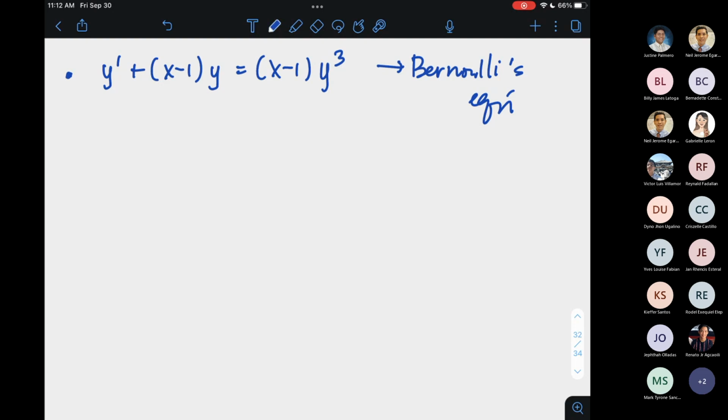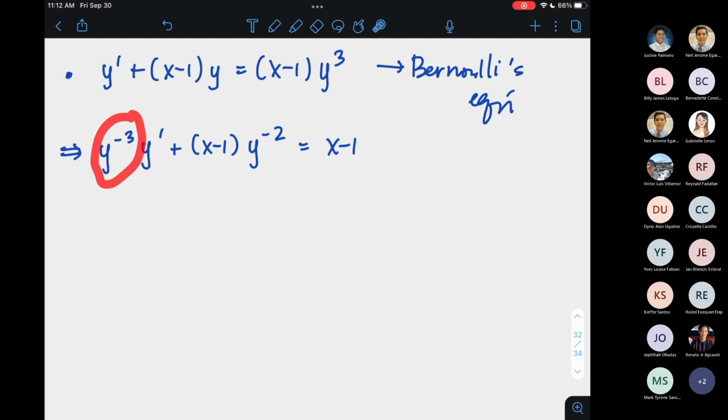Okay? So doing so will give us y to the negative 3 y prime plus x minus 1 times y to the negative 2 equals x minus 1. Okay? So dinivide ko lang both sides ng pampagulo na y to the third. So yung right-hand side na solution na natin, function na lang siya entirely of x. Ito rin, function na rin siya entirely of x. Ang problema na lang natin, hindi siya 1, tapos hindi to y, para maging standard form na rin siya. Pero we can introduce a change in the dependent variable.